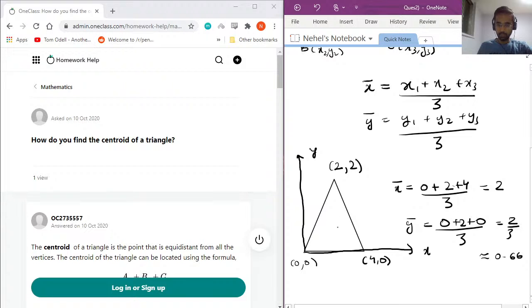So on this coordinate axis, we would have the point somewhere here, so it's a little bit below 1 on the y-axis and exactly at 2 on the x-axis. So this point 2, 0.66 is the centroid, and it's equidistant to all the 3 edges of the triangle.